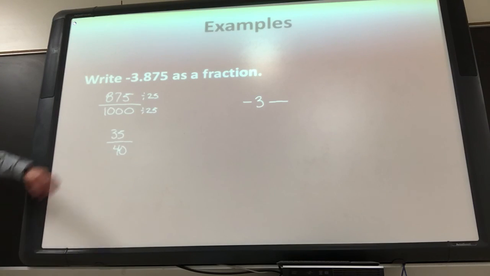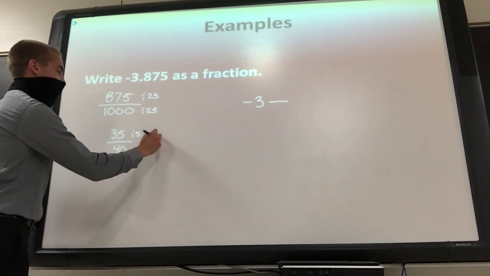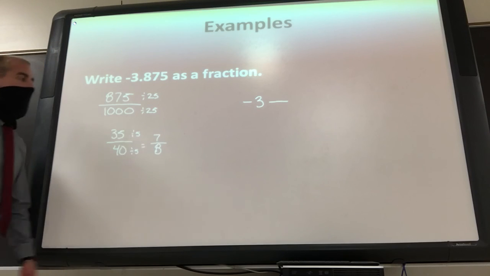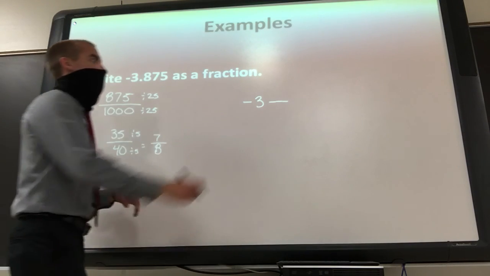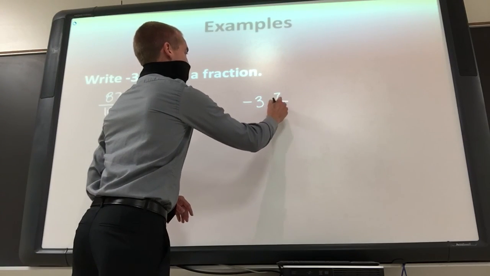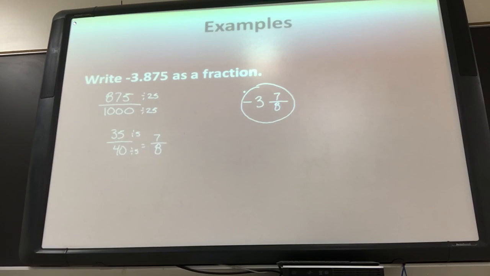What can we divide 35 and 40 by here? By 5 again, which is going to be 7 over 8. That's simplified now. So negative 3.875 is negative 3 7/8. Negative 3 7/8.